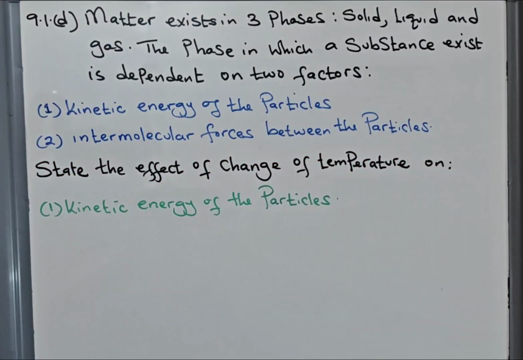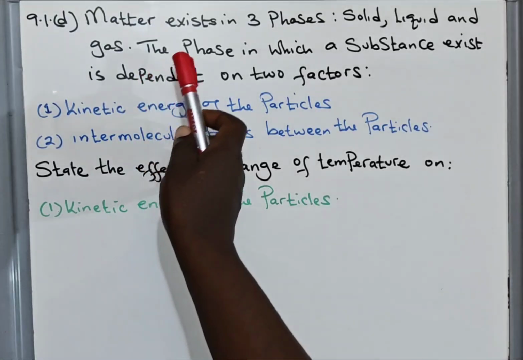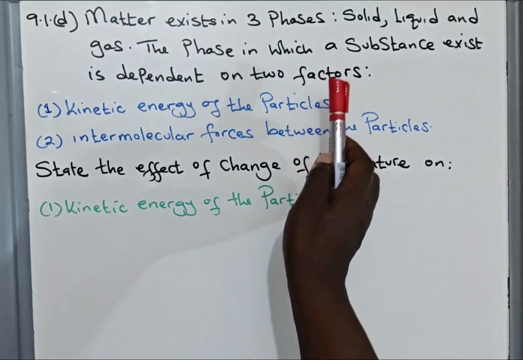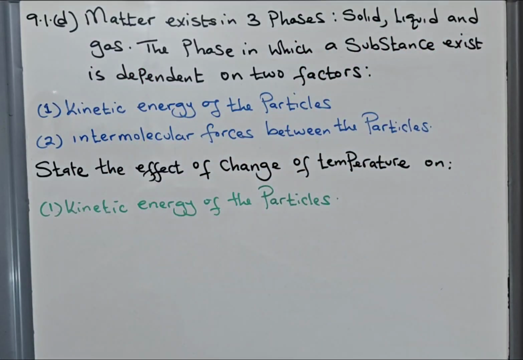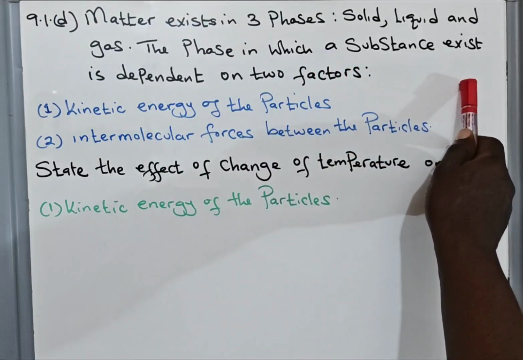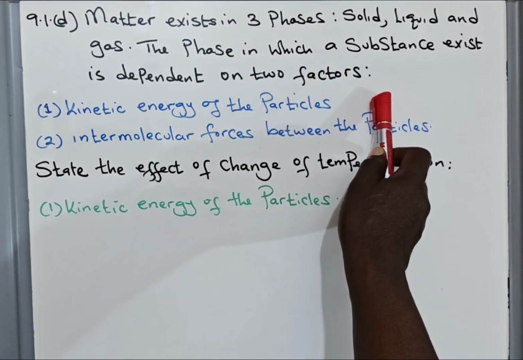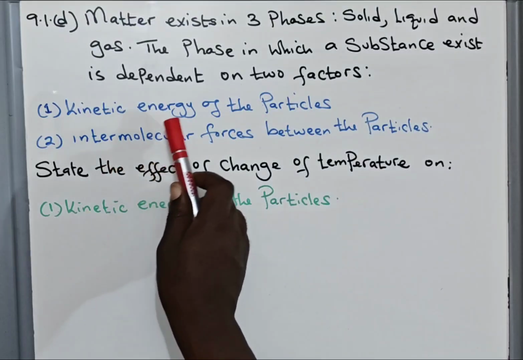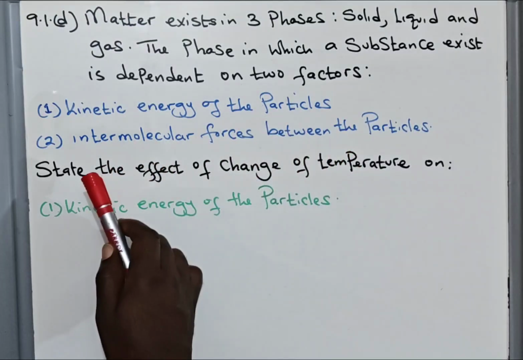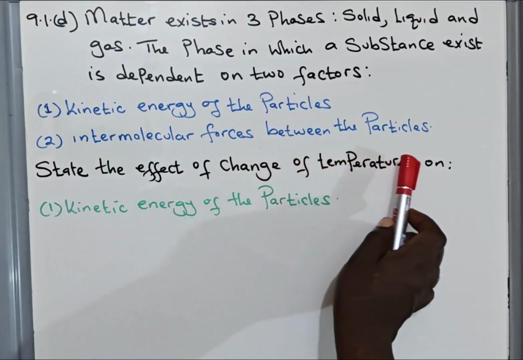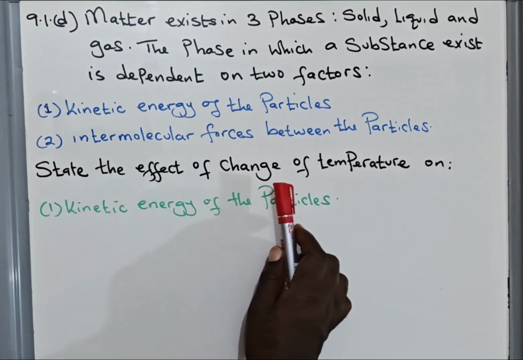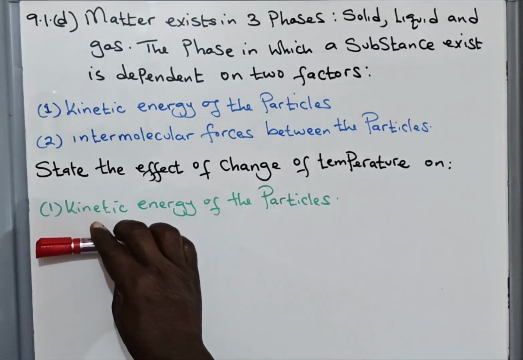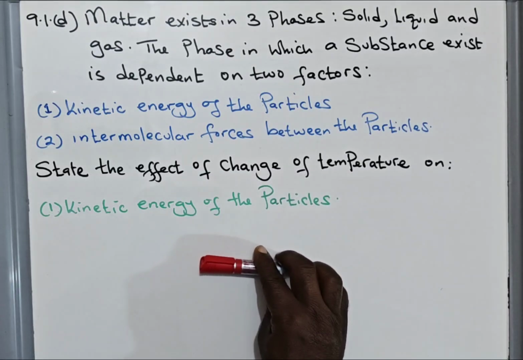Then we come to this question. It says that matter exists in three phases: solid, liquid, and gas. The phase in which a substance exists is dependent on two factors: one, kinetic energy of the particles, and two, intermolecular forces between the particles. State the effect of change of temperature on one, kinetic energy of the particles.